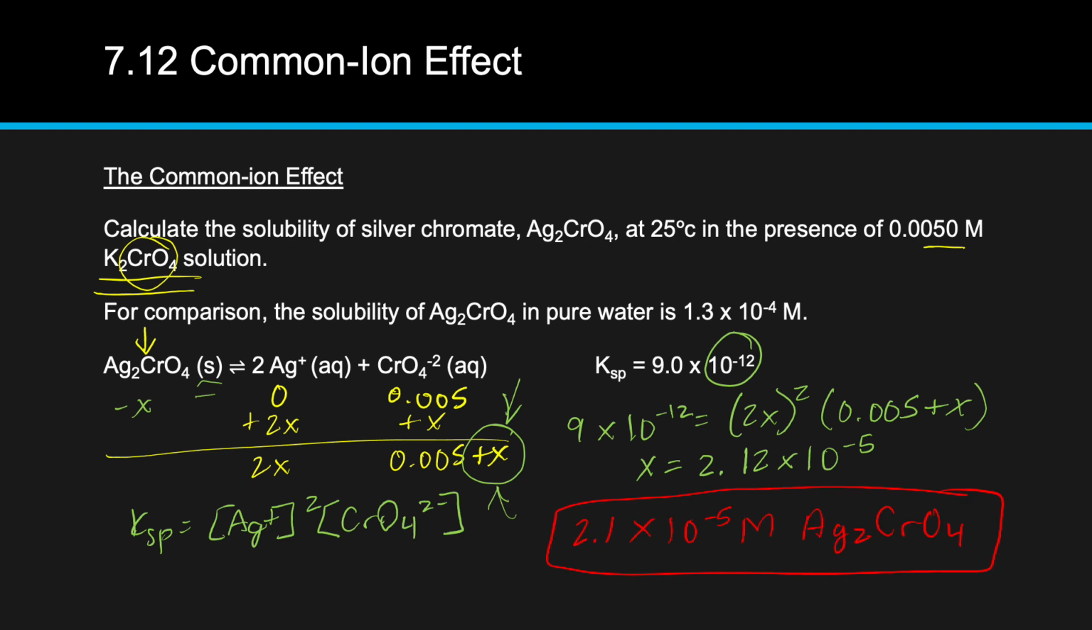And then to verify that you understand what's happening here, if I were to take silver chromate and put it into a solution that already has chromate from the common ion effect, I should assume that silver chromate would be less soluble because that CrO4 2 minus is pushing the equilibrium left. And that does check out because for comparison, we were given the solubility of silver chromate in water, and it is greater, or more soluble in water, which checks out with the common ion effect.